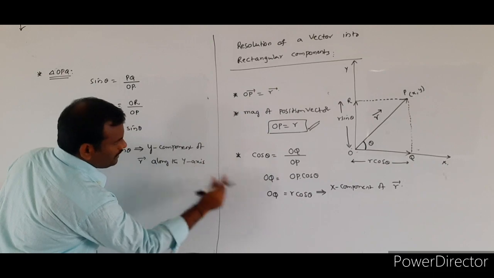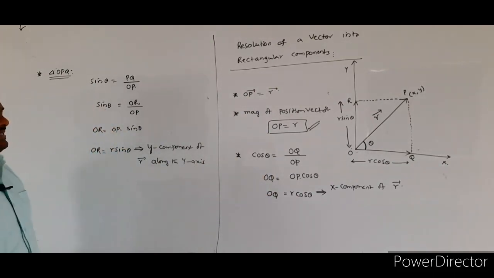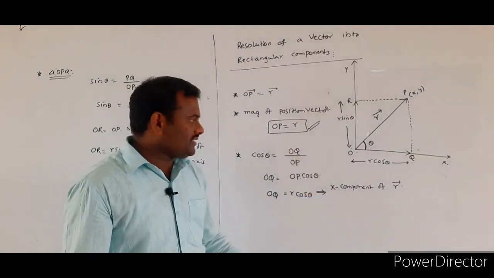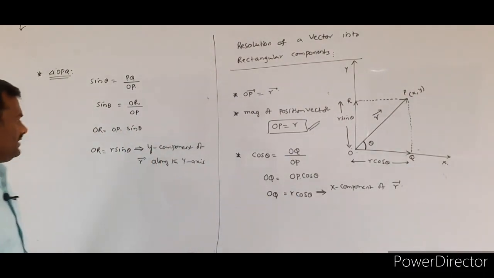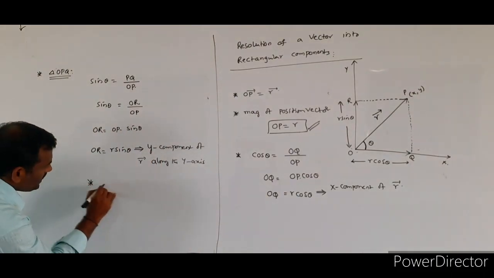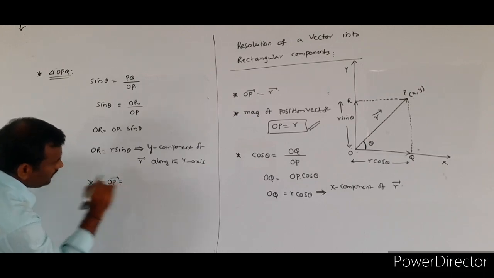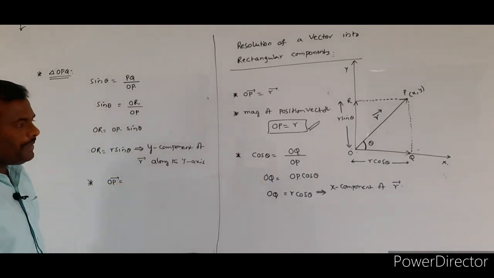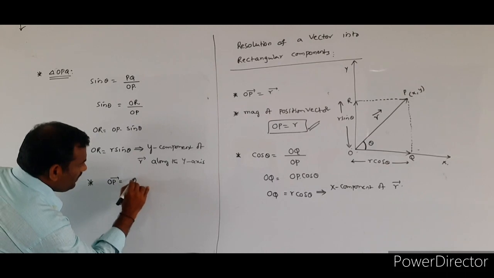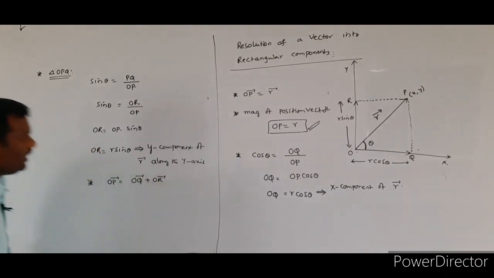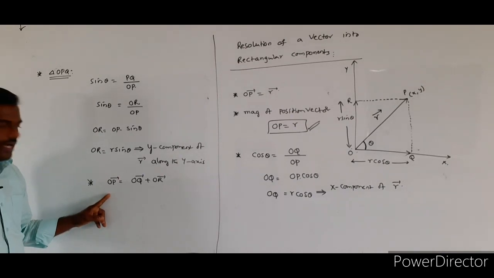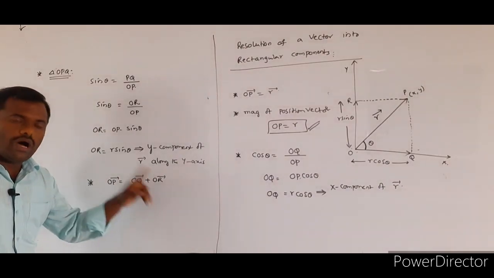So here R cos theta will be representing what? X component. And R sin theta will be representing what? Y component. Therefore, position vector OP bar is equal to OQ bar plus OR bar.